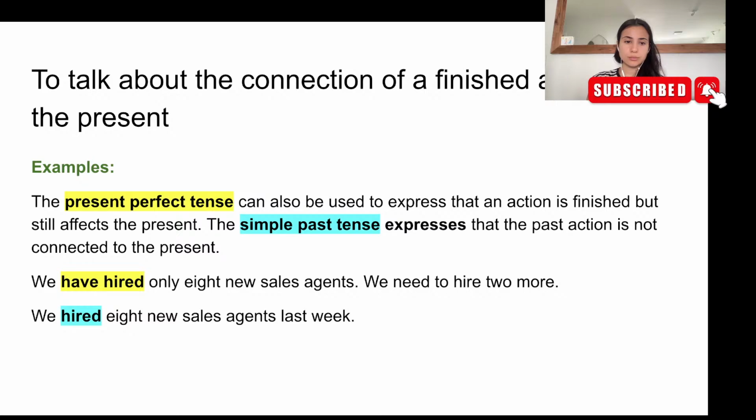So, the simple past tense sentence, we hired 8 new sales agents last week, simply implies that we did this action last week and that is it. It's an action that we did, a task that's been completed, no longer related to our present situation. Okay? Something that we did in the past.